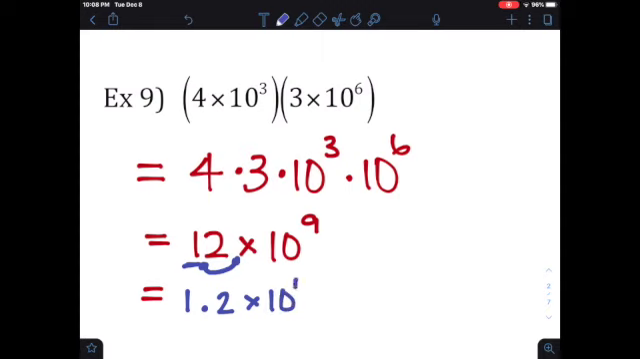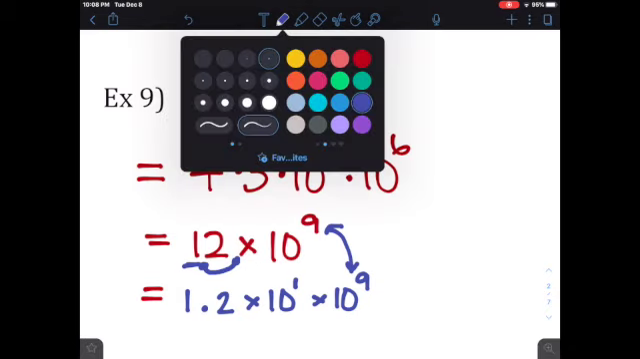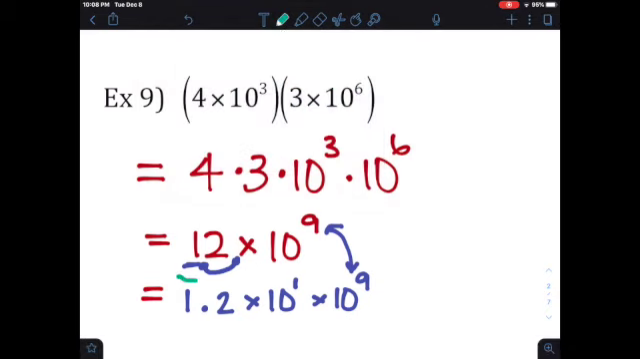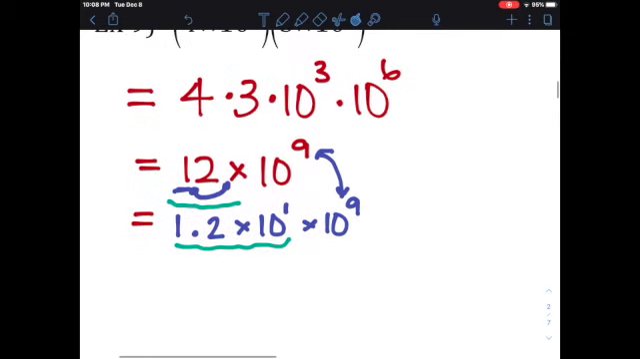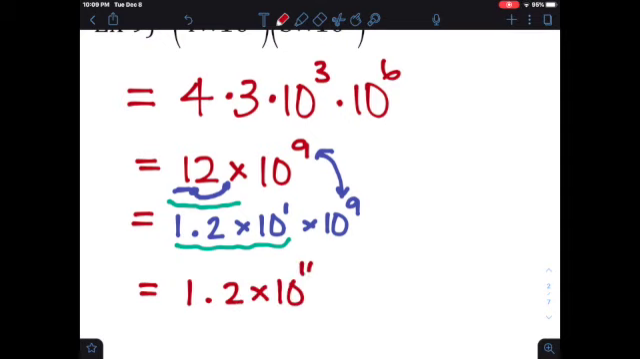Because how do you get 12? 12 is 1.2 times 10. That gives you 12. But I still have 10 to the 9th, and this is from here. I need you guys to understand 12 is from this part. Now again, the base is the same. Since the base is the same, it's going to be 1.2 times 10 to the 10th. And that will be your answer.